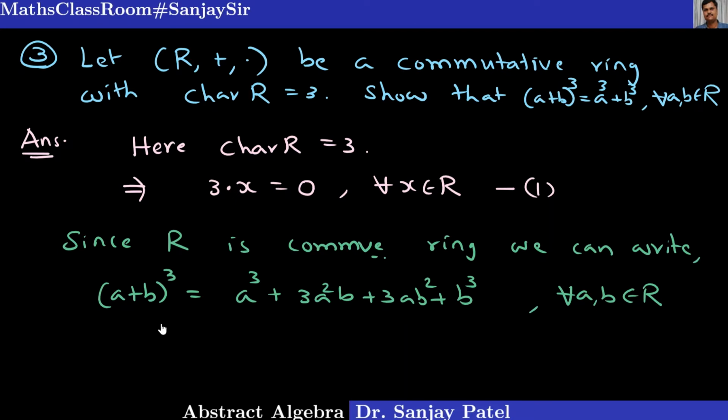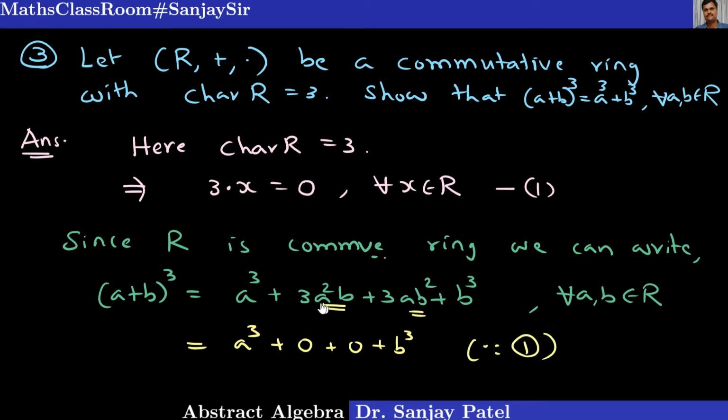Okay, now this means here in the right hand side, this is a square into b and this is a into b square. So this you can treat as some element of the ring. So you can call it x, and 3 times some element of the ring is always 0. So this gives us a cube plus 0 plus 0 plus b cube because of result number 1.